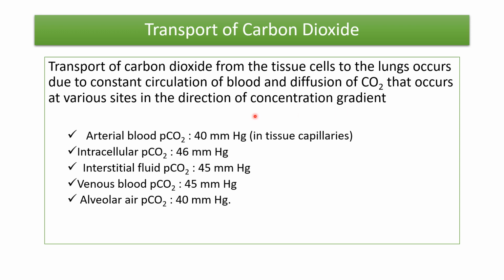Here are some partial pressures of carbon dioxide that aid in diffusion. You can see when the arterial blood enters into the cell, it has only 40 mmHg partial pressure of carbon dioxide. Intracellularly, we have 46 mmHg. Interstitial fluid and venous blood have 45 mmHg, and when it enters into the alveoli, there is 40 mmHg partial pressure of carbon dioxide.